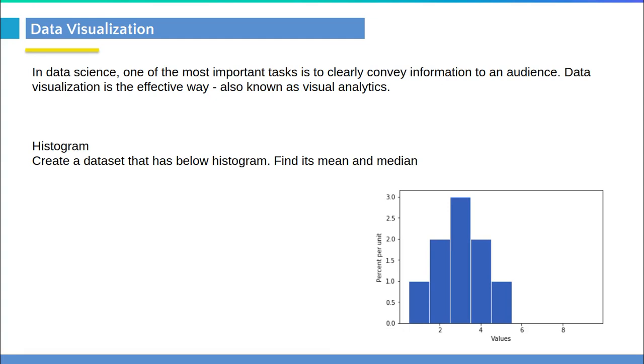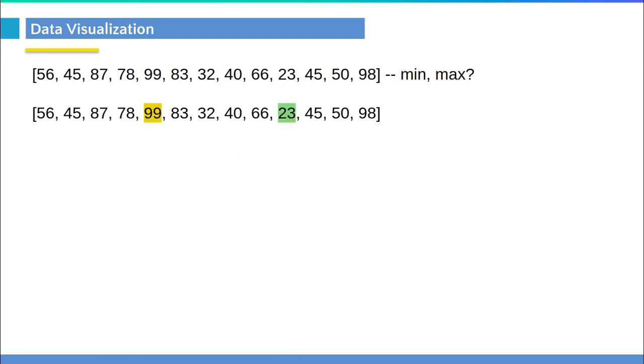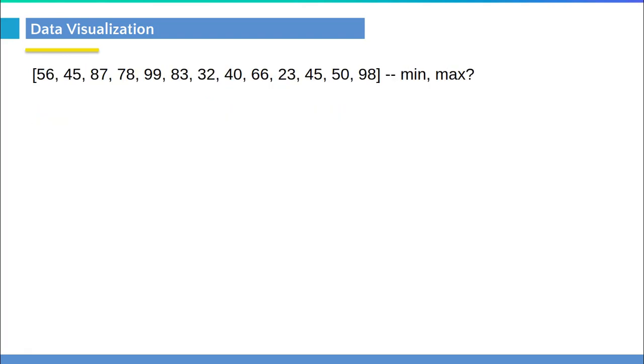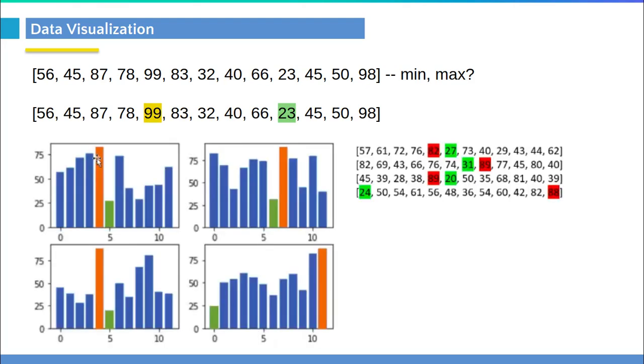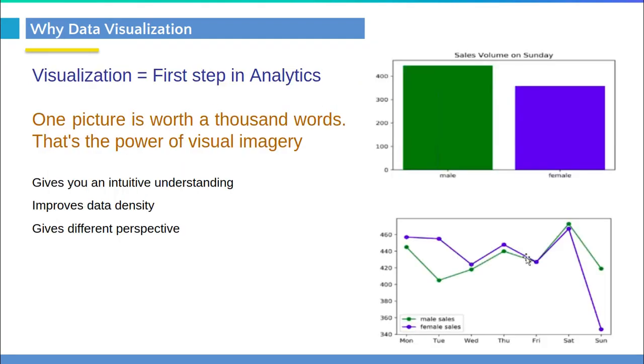This is a simple example of how we show this in a histogram. Look at the first message here. Suppose we want to find out the minimum and maximum. If I show this in the second line, it is quickly and easily understandable, right? Similarly, in the various blocks here, you will see how the data can be visualized with the help of some colors. There is a saying that one picture is worth 1,000 words, and that's the power.